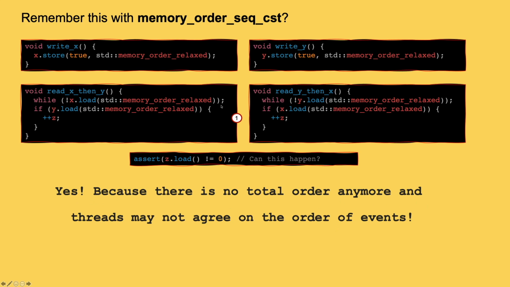So we cannot do the same reasoning that we did before to say it's either x happening before y or y is happening before x. One thread might say x is happening before y. The other thread might say y is happening before x, and therefore for both of them this condition may not be taken and this assert may fire.